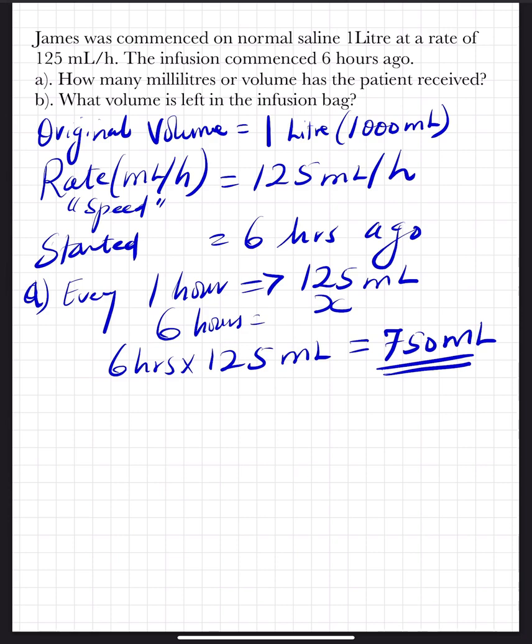In other words, for every 1 hour I give the patient 125, so what about 6 hours? It's like saying 125 six times: 125, 125, 125, 125, and you can just add that up. It'll still give you 750. So the patient so far has received 750. This has been infused over the last 6 hours.